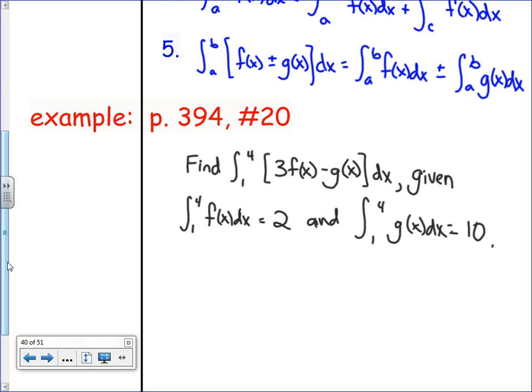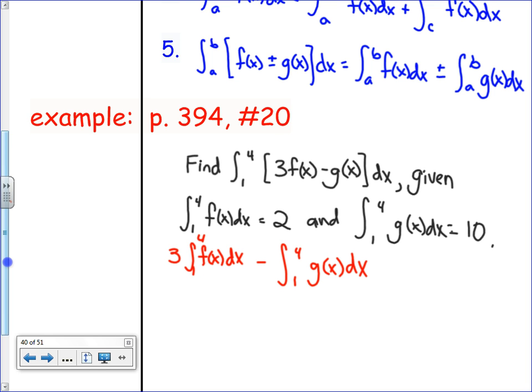Here we go. If I want to find the integral from 1 to 4 of 3f of x minus g of x, amazing ones, what would I do? If they told me the integral from 1 to 4 of f is 2 and from 1 to 4 of g is 10. Plug it in using all of my nifty formulas to prove that I really can.